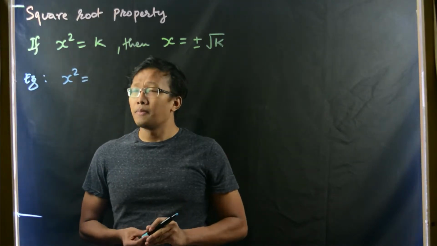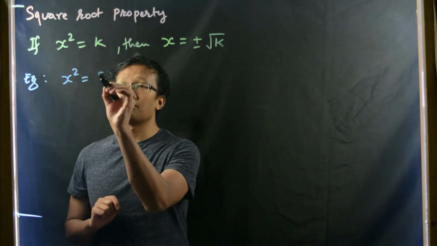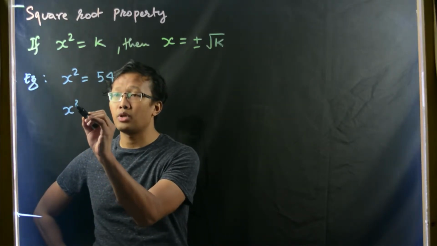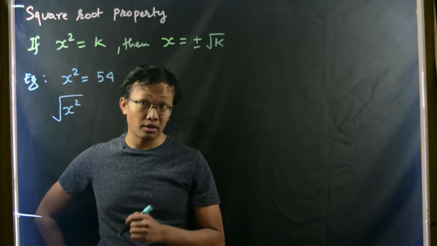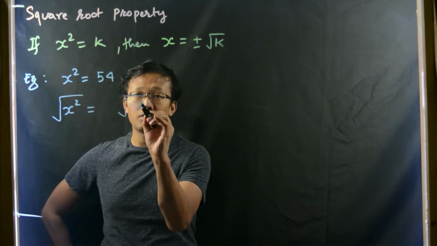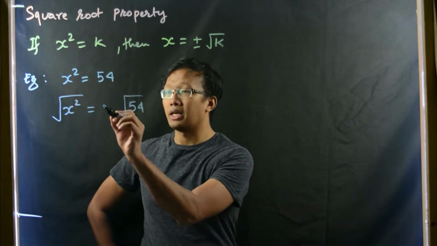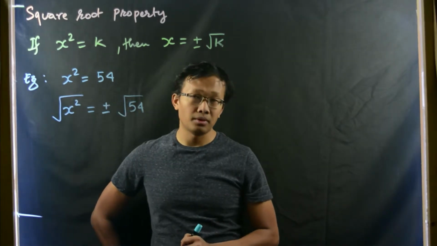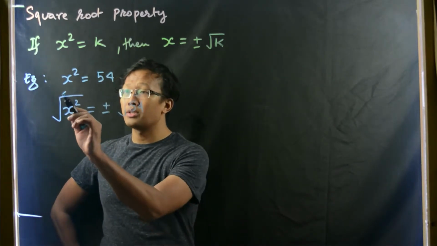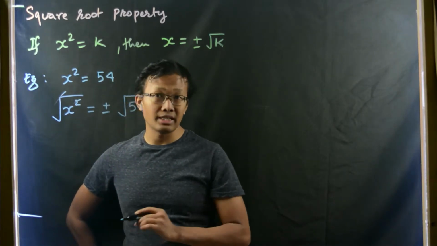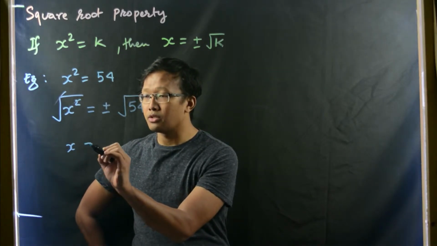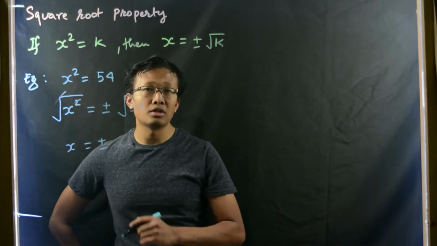Let's do a problem. Suppose we have x squared equals 54. Let me take the square root on both sides. So this would be the square root of 54, and I should write down the plus and minus sign. Then the square root and the square will cancel out, and you can see that x equals plus or minus the square root of 54.